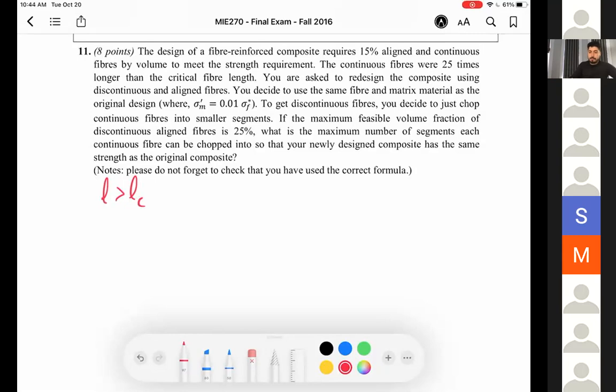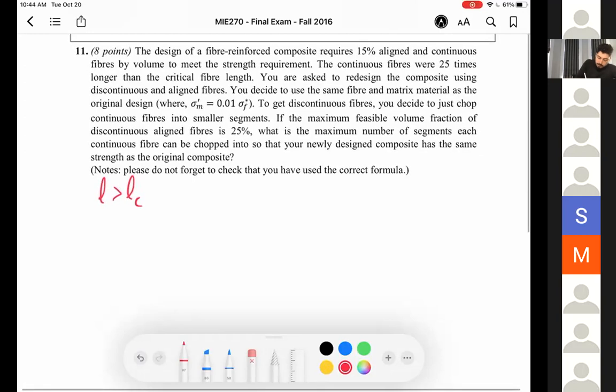What's our equation? L is equal to 25 LC. That's what's in the chart. That's the equation that you're looking for though. No, that's not what I'm looking for. I'm looking for what can we say?